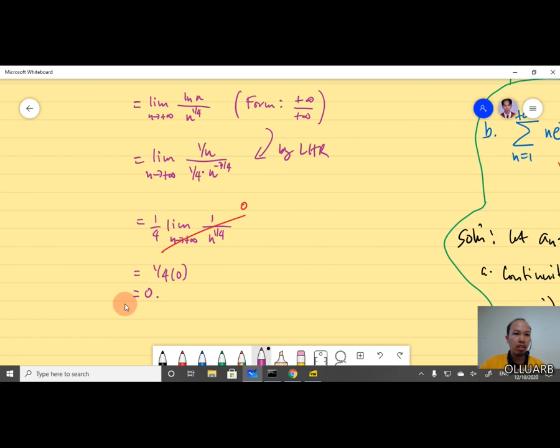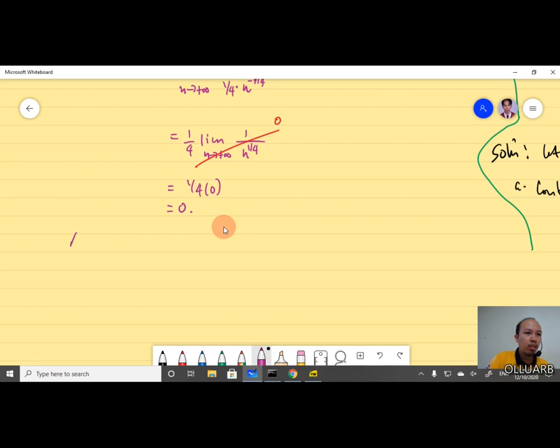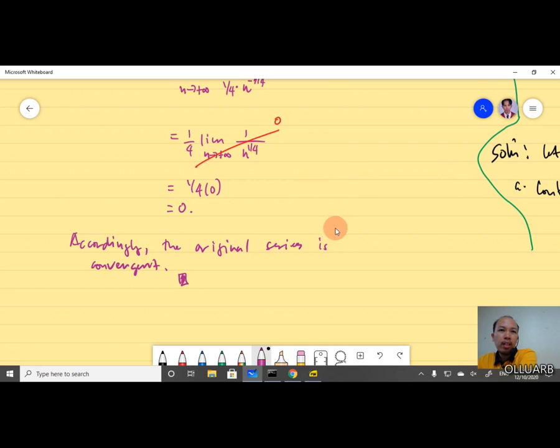So therefore, accordingly, as you can see here, if you look at your notebook, the original series is convergent. Okay, so why? Again, if you look at your theorem number 2, refer to theorem number 2.